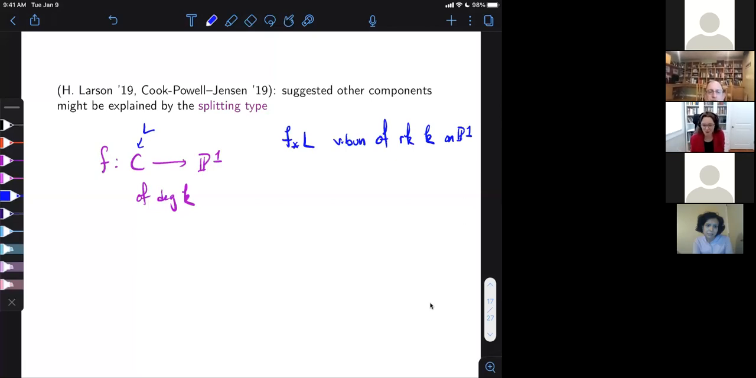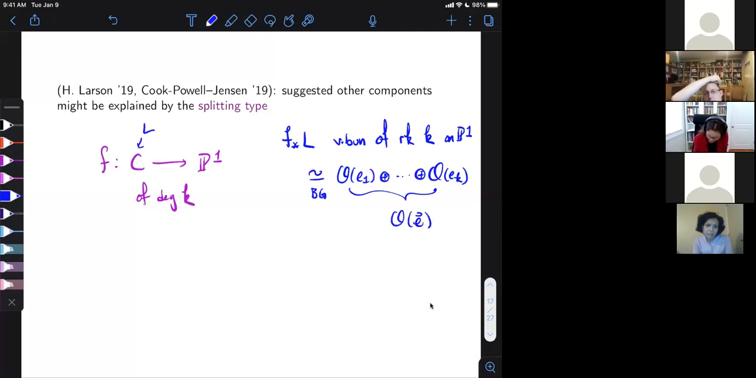But we can say that more precisely because of the Birkhoff-Grothendieck theorem. This vector bundle is always isomorphic to a direct sum of line bundles. I'm going to write O of E1 up through O of EK, which I'll abbreviate by O of vector E for this tuple E, which is E1 through EK, and this is exactly what determines the isomorphism class. So it's always isomorphic to such a direct sum, and it determines the isomorphism class.